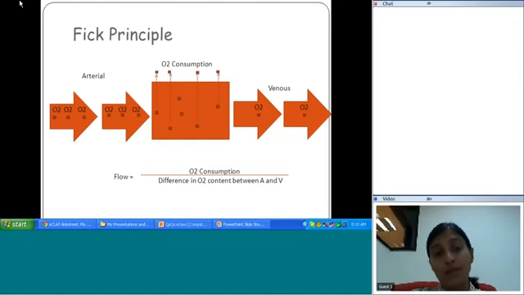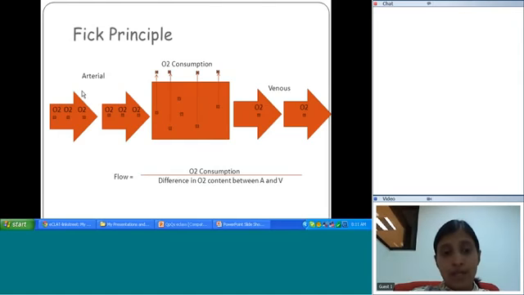Okay. Before we start out on any QpQs or PVR calculations, we have to make ourselves familiar with what is known as Fick's principle. Now, this is the principle on which the whole of the hemodynamic calculation in the cath lab is based. It is a fairly simple principle and just requires an understanding of the basic concepts.